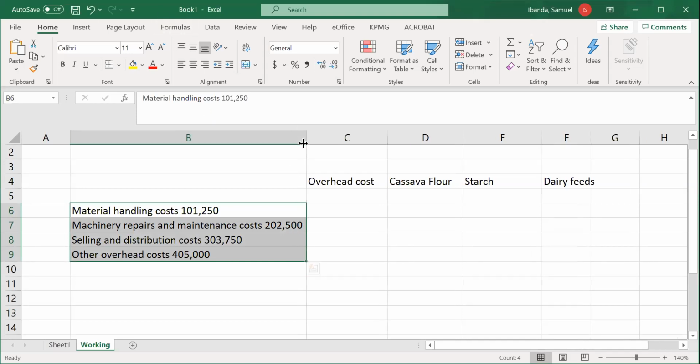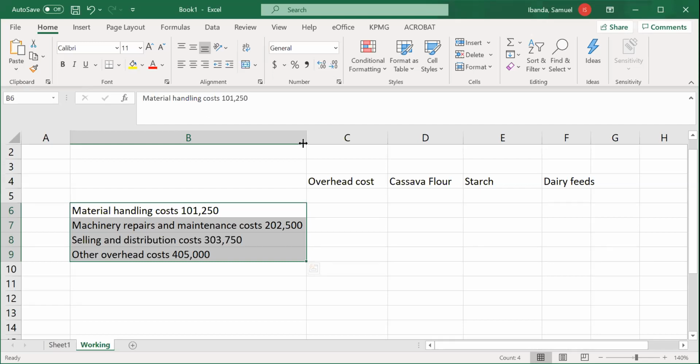Now, where am I heading? I just want to again take you through a small part of the process of calculating overheads based on ABC. There are what we call the cost drivers, which we have seen, and then there is what we call the cost pool, which we have been given. If you have the cost pool and the cost drivers, then you can get what is called the absorption rate. So the next step is to calculate the absorption rate for material handling costs, for machinery repairs, for selling and distribution, and then overheads.